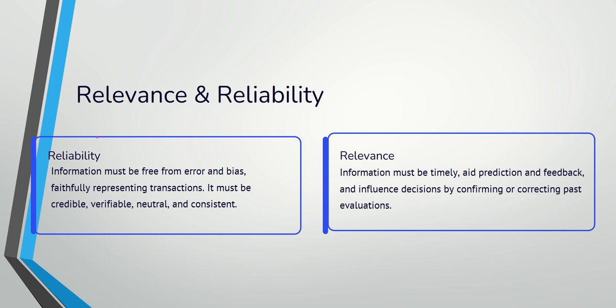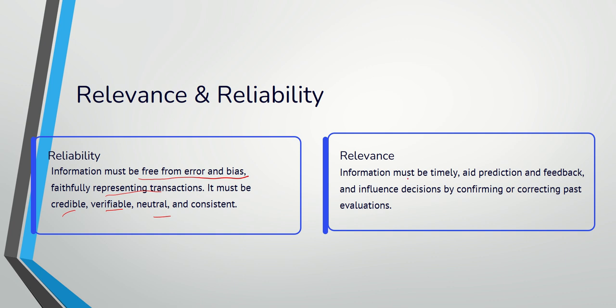Let's see the detail of what is given. Yes, first we saw reliability. As I told you, it should be free from errors and bias. It should faithfully represent the transactions. All the transactions have to be recorded. Nothing should be missed. If something is missed, then your entire profit calculation, tax, everything will go wrong. There will be chaos on everything. So everything has to be recorded, and it should be verifiable, credible, neutral, and all that.